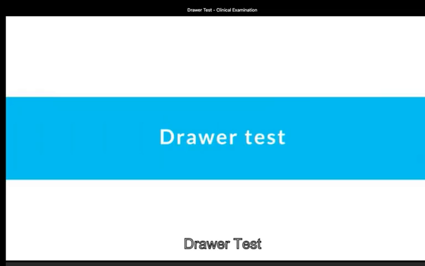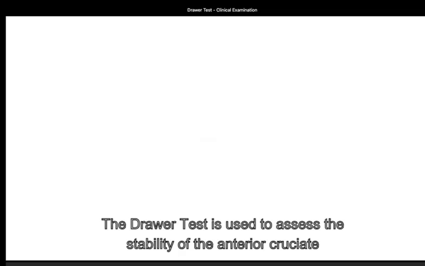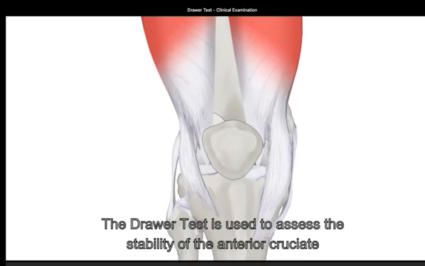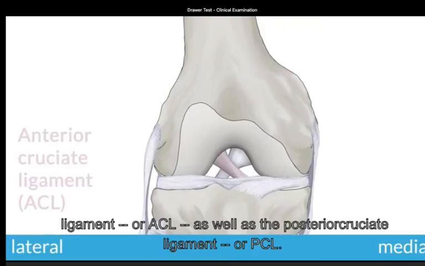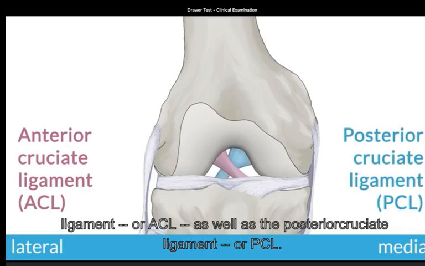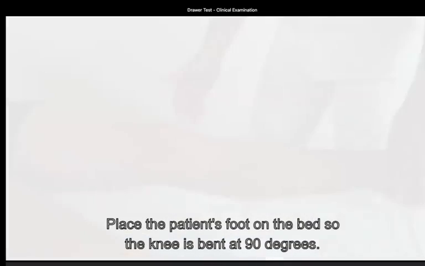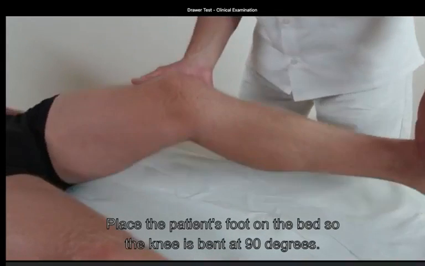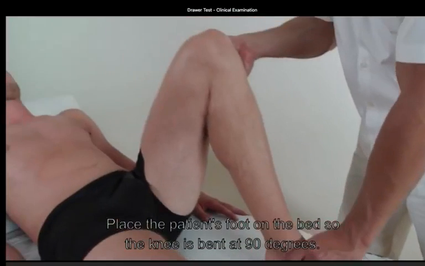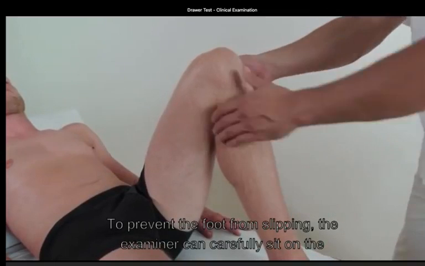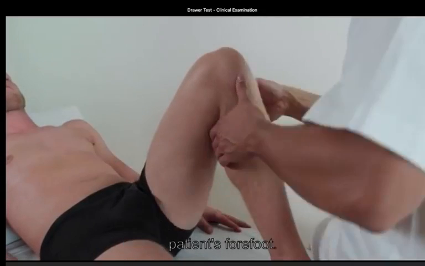Drawer test. The drawer test is used to assess the stability of the anterior cruciate ligament, or ACL, as well as the posterior cruciate ligament, or PCL. Place the patient's foot on the bed so the knee is bent at 90 degrees. To prevent the foot from slipping, the examiner can carefully sit on the patient's forefoot.